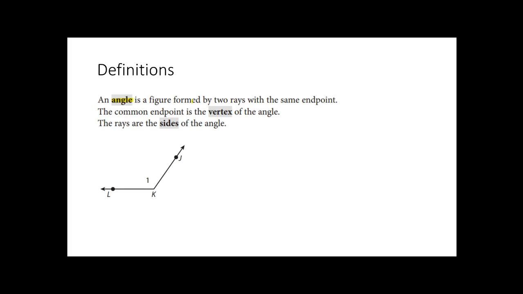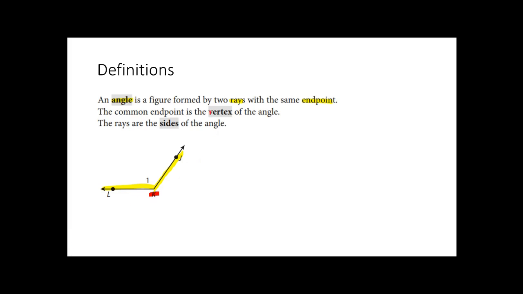First off, an angle. An angle is formed by two rays with the same endpoint. So if you look at our image below, we actually have two rays. We have ray JK and ray LK. You can call them KJ, JK, or ray LK, or KL. Remember, the lettering can go both ways. Now, notice how they share the same endpoint, and that is endpoint K.